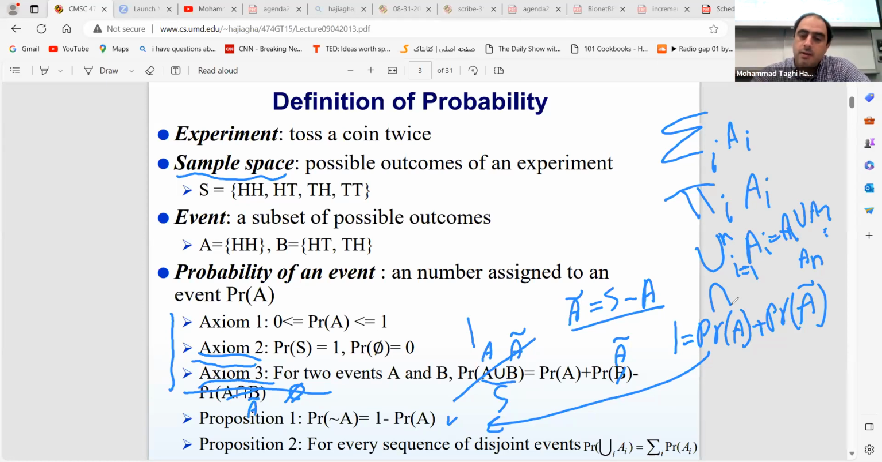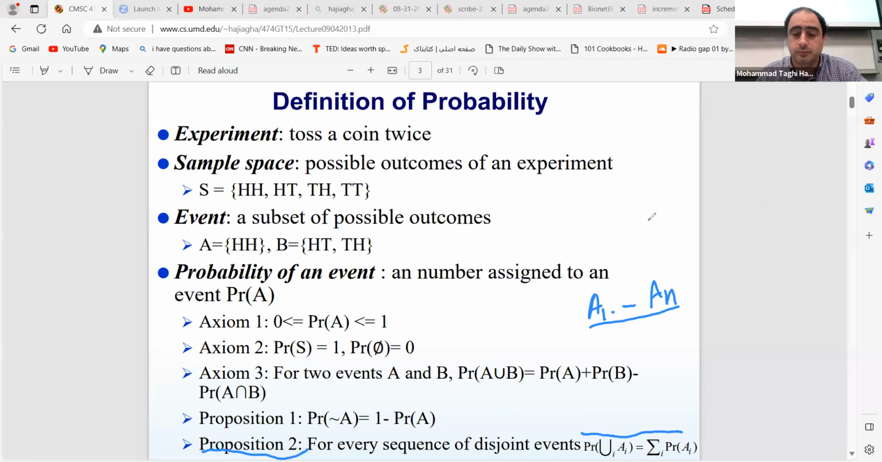So here, we said that if these are disjoint events, disjoint meaning as sets they don't have any intersection, they don't have any intersection in outcomes, then the probability of the union of all the A_i is equal to the sum of the probabilities of the A_i. So in some sense, we can take the union of all of them, and the probability of the union becomes the sum of probabilities. That's the thing that you can say.